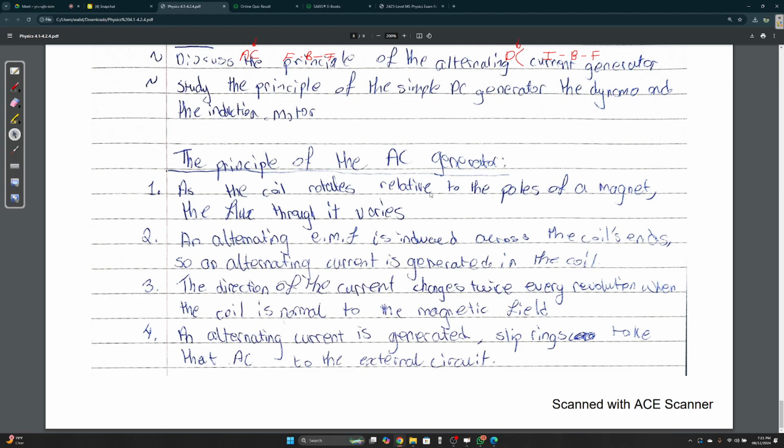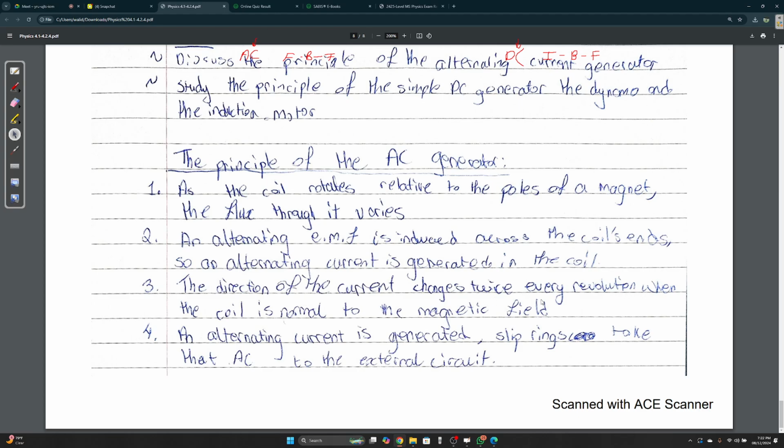As the coil rotates relative to the poles of a magnet, the flux through it varies, right? The magnetic flux begins to change. An alternating EMF is induced across the coil's ends, so an alternating current is generated in the coil. Why is an alternating EMF induced? Because the flux changed. Whenever you change flux, remember an induced EMF is caused or created by any change in magnetic flux. So you change magnetic flux, we get alternating EMF. What does alternating EMF mean? Induced current. Very easy, alternating current.